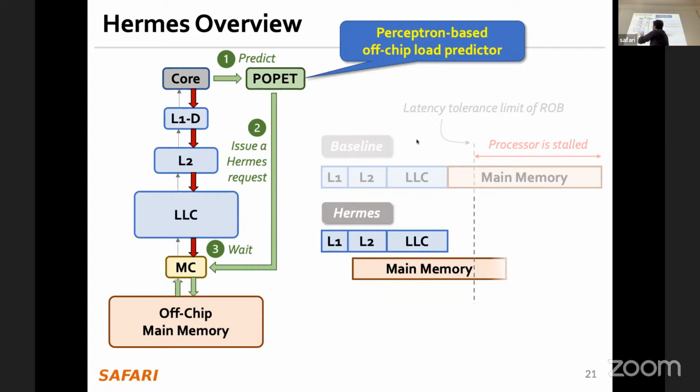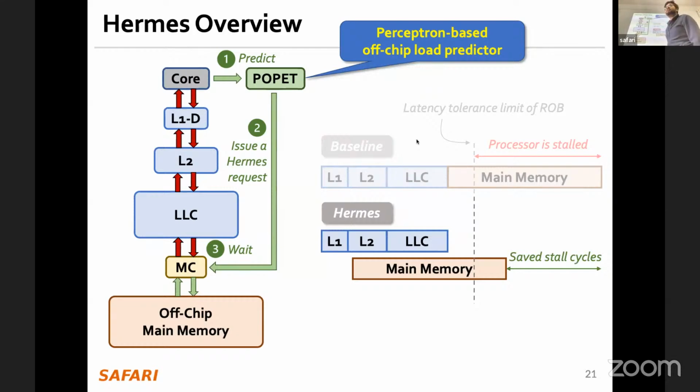At that time, hopefully, the memory controller would say, okay, I have already initiated this memory request to the main memory, so let's wait for that request to come back. Once it gets back the data, the memory controller simply forwards the data to the core. If you do this, then your L2 and LLC access latency is getting hidden under the memory latency. In that way, even if your processor is stalling for the same amount of latency tolerance, you can still save some stall cycles, which improves the performance.